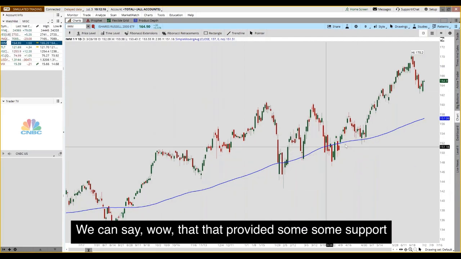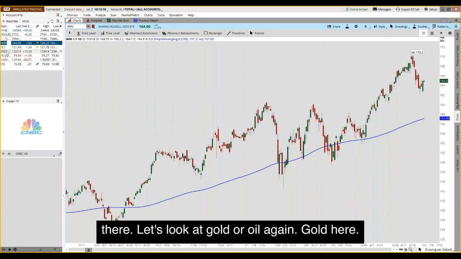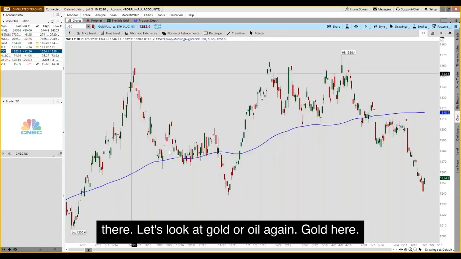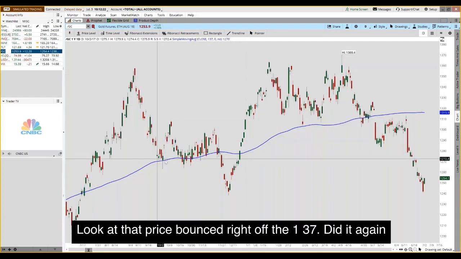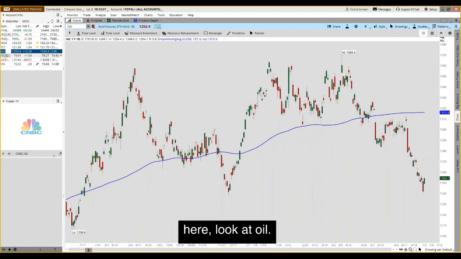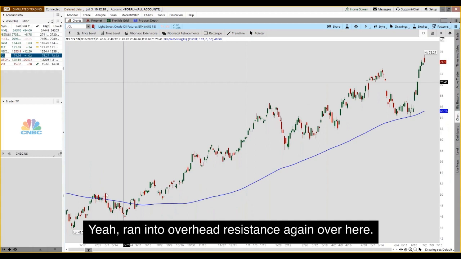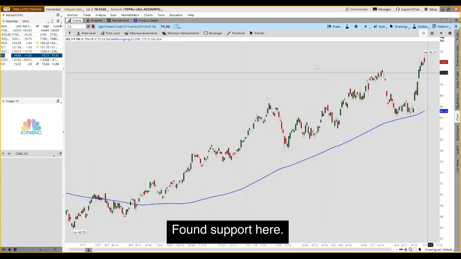You can say, wow, that provided some support there. Let's look at gold or oil. Again, gold here, look at that. Price bounced right off the 137, did it again here. Let's look at oil. Yep, ran into overhead resistance. Again over here, found support here.